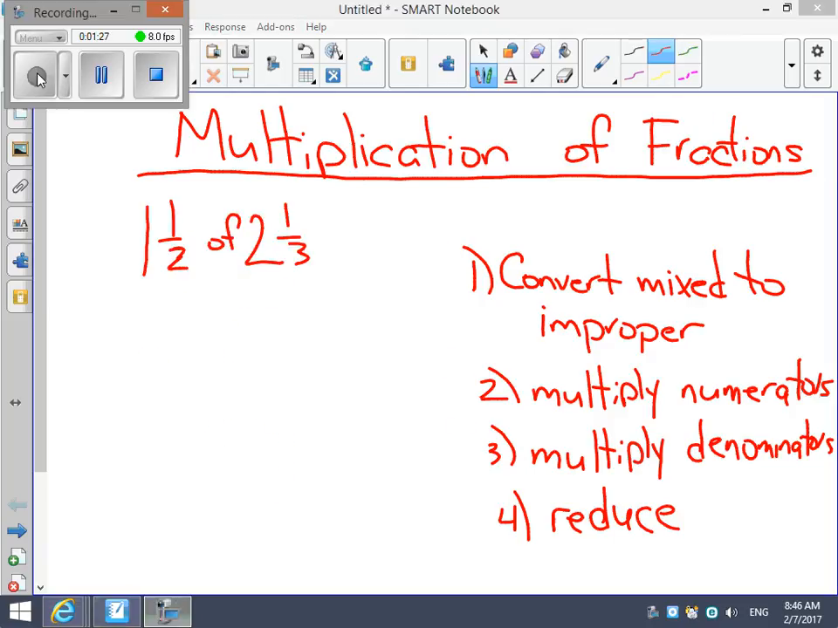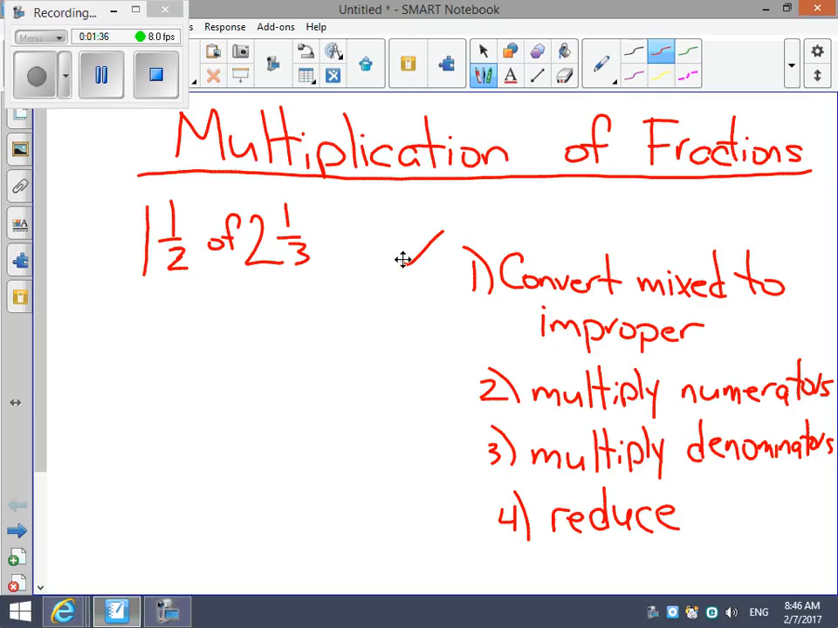Okay, so when we get going next, you're going to start getting mixed fractions because we're in grade 7 and 8. Anyhow, we know that our first step is to convert mixed to improper. You multiply the denominator times your whole number and add the numerator. 2 times 1 is 2, plus 1 is 3. So that's 3/2.